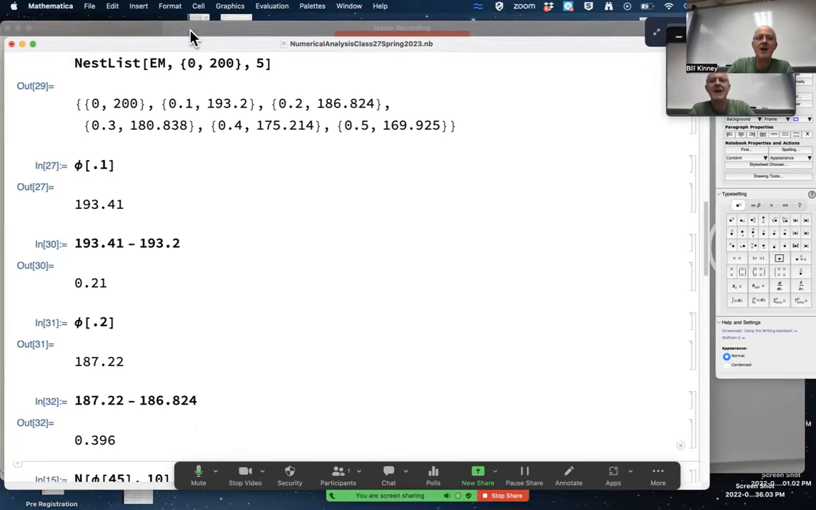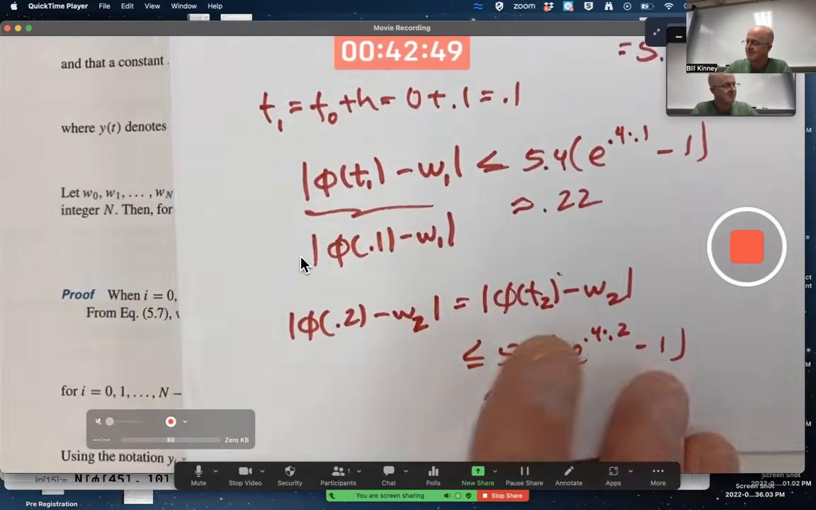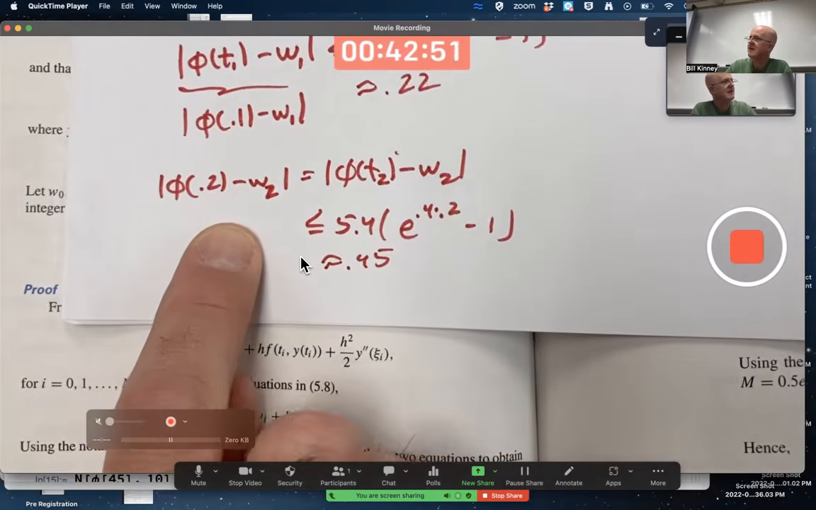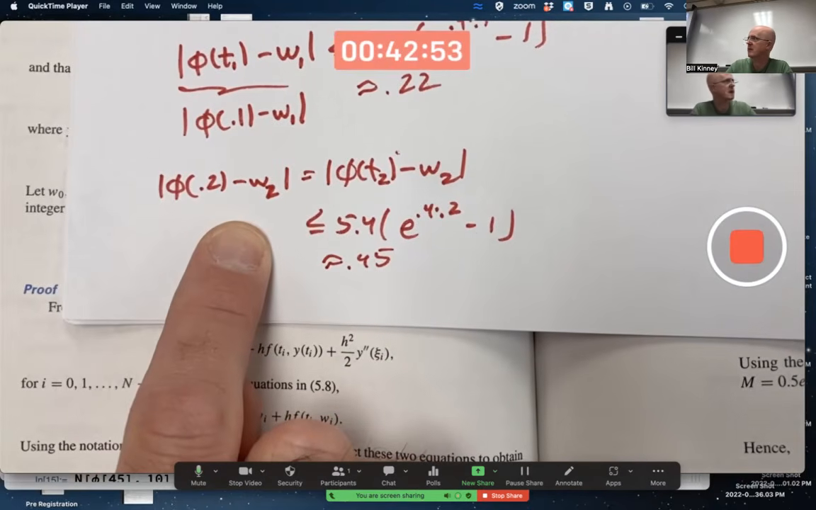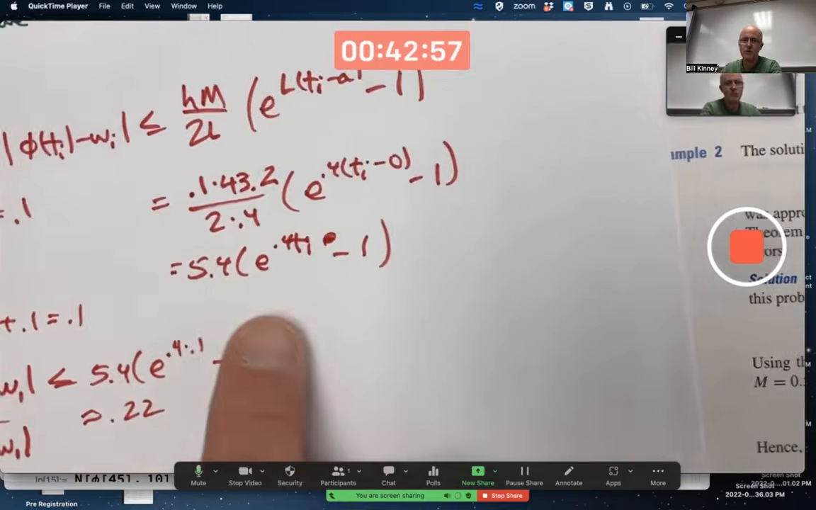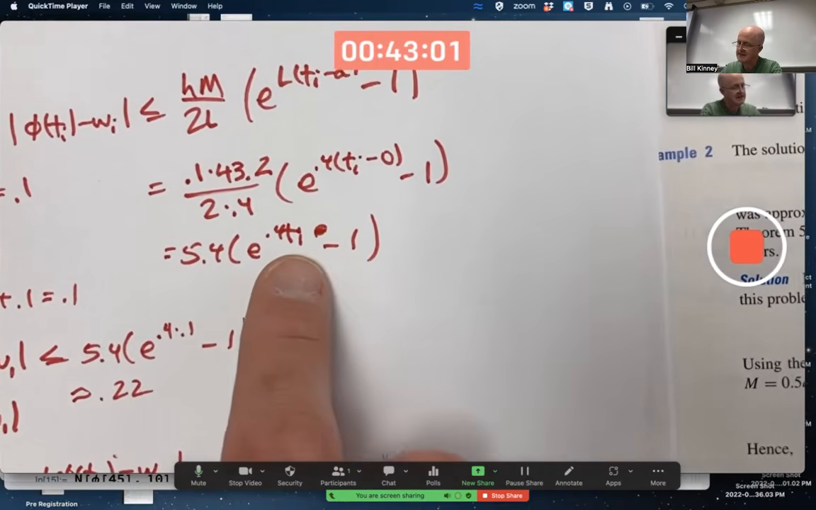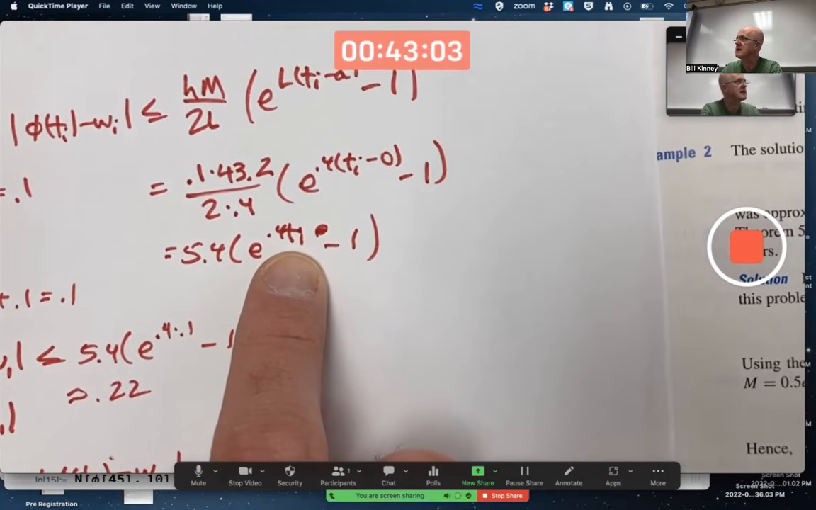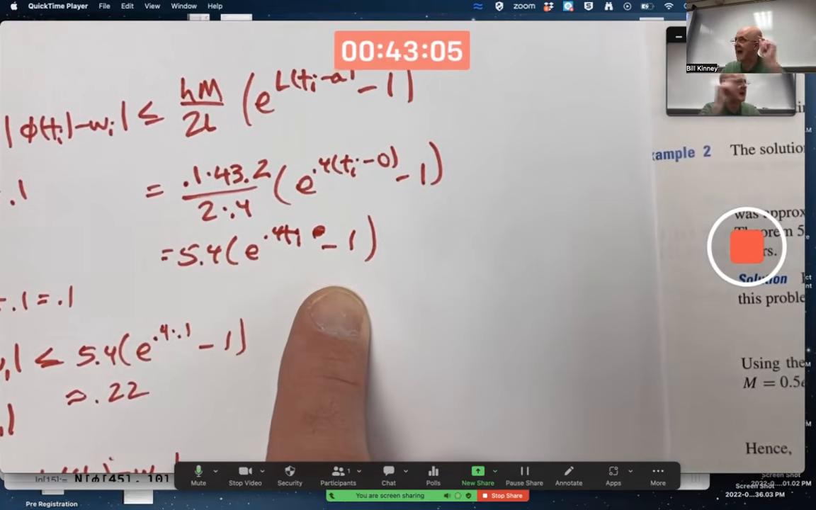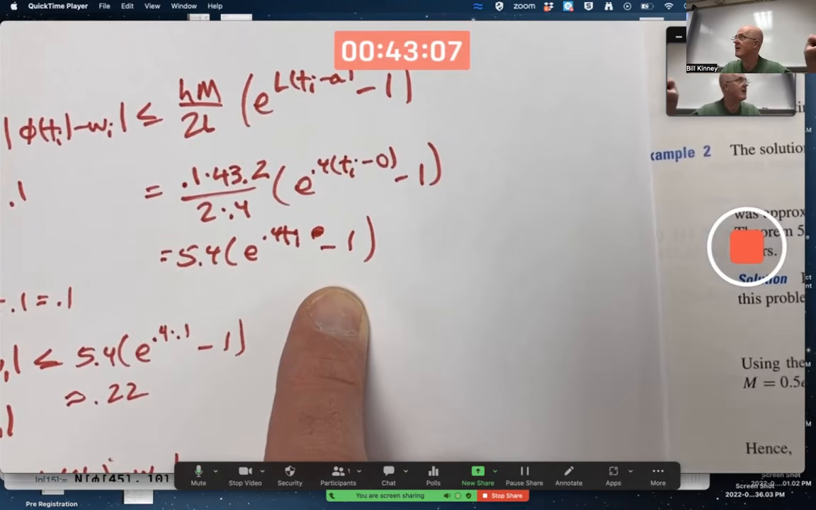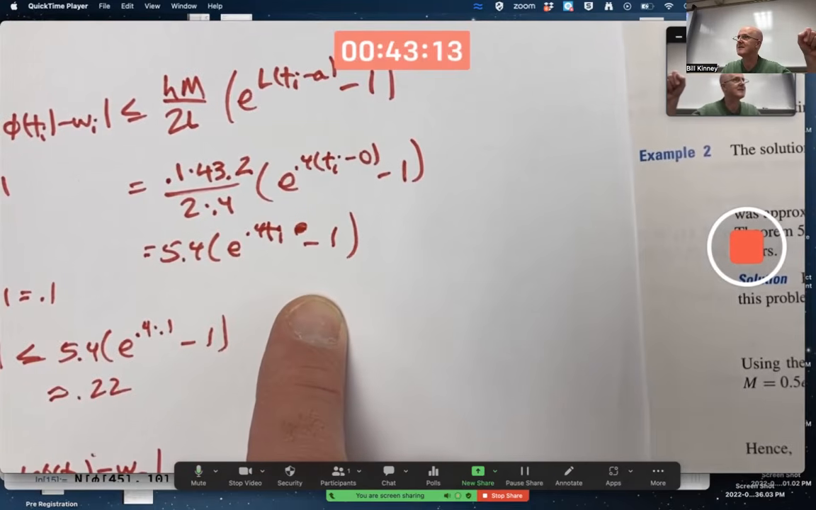But if we went out all the way to phi of 45 minus w sub 450, the error bound theorem result would be humongous. You'd have to replace t_i with 450. This would be a humongous number, but the actual error is pretty small. So the error bound theorem is just a guarantee. It doesn't mean you get a small number on the right side.